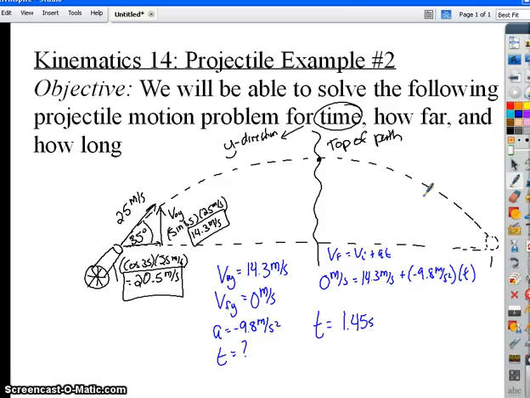So our time is going to be equal to 1.45 times 2, because it's going to take 1.45 to get up and 1.45 to get back down. So 1.45 times 2 is equal to 2.9 seconds total. So so far we solved for time by splitting it up into two. Now, my next question is, how high did it go?